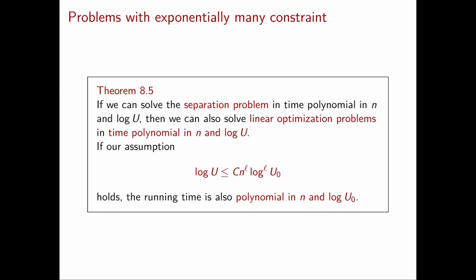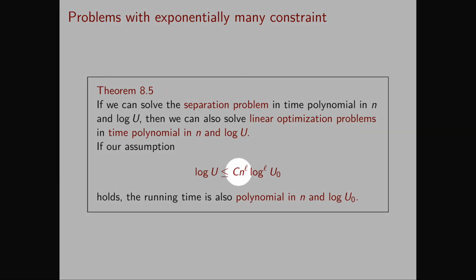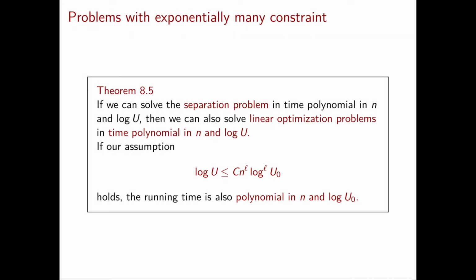If we can solve the separation problem in time polynomial in n and log u, then we can also solve linear optimization problems in time polynomial in n and log u. Furthermore, if our previous assumption that log u is less than or equal to Cn^L log of u0^L holds, then the running time is also polynomial in n and in log u0, and therefore polynomial in the size of our input. Essentially, this theorem states that if you can solve the separation problem in polynomial time, then you can also solve the optimization problem in polynomial time.